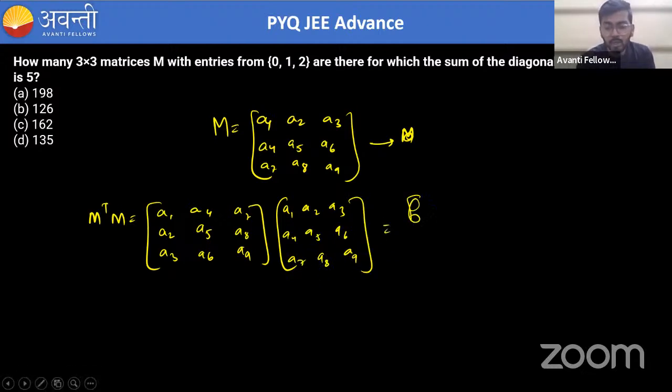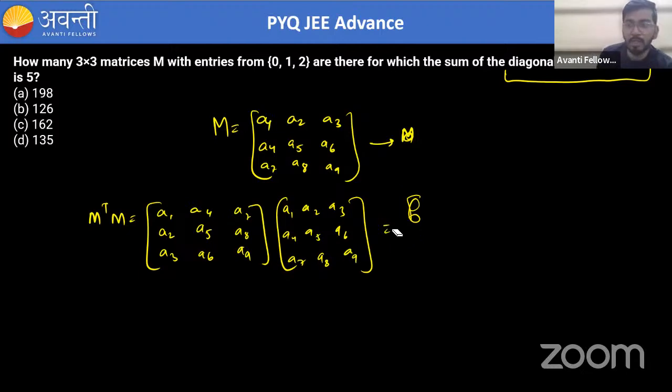So, what are we supposed to look for? Are we supposed to find the whole M transpose M matrix, or will only the diagonal entries of the M transpose M matrix suffice to solve this question? Only the diagonal entries of M transpose M are more than enough to solve this question. So, what will be the diagonal?